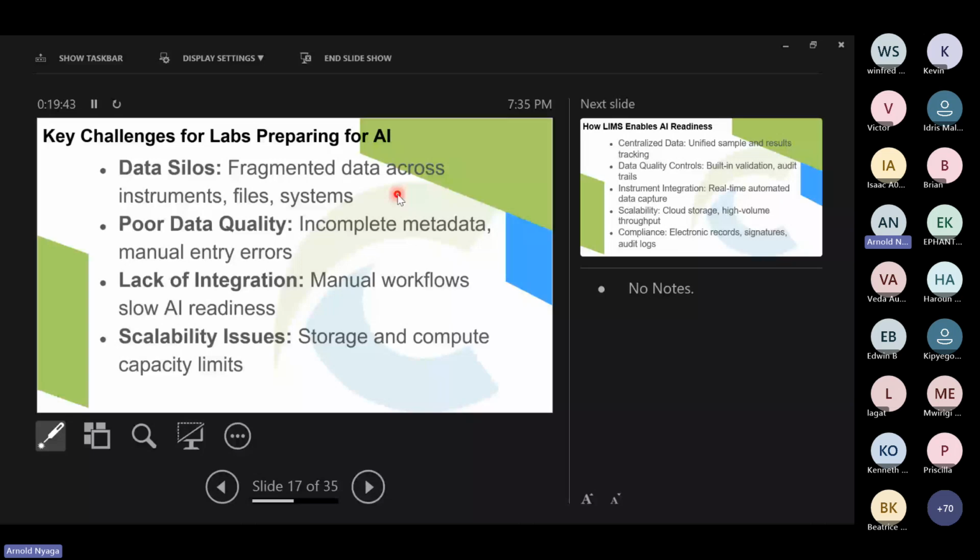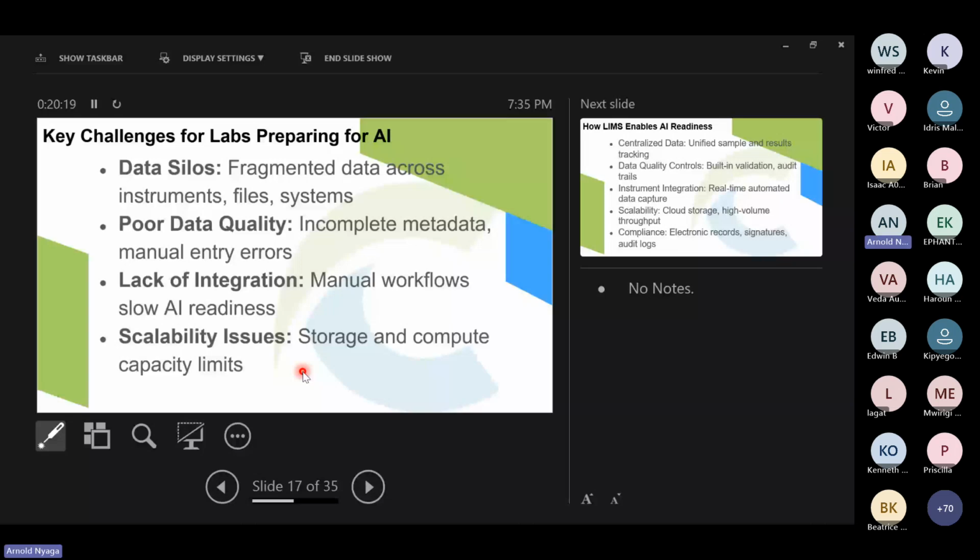Then we are having manual workflows, which will slow AI readiness because of lack of integration. Then scalability issues, whereby not everybody has gone to cloud computing. So there will be a lot of issues in scaling these data and training our artificial intelligence systems.